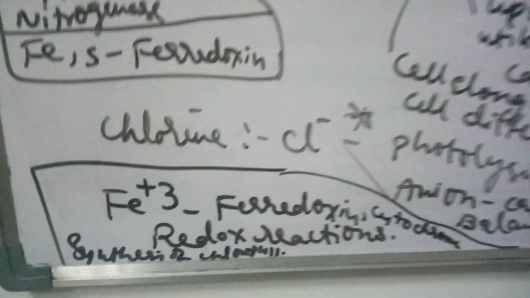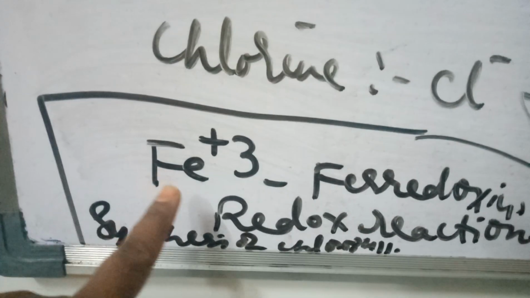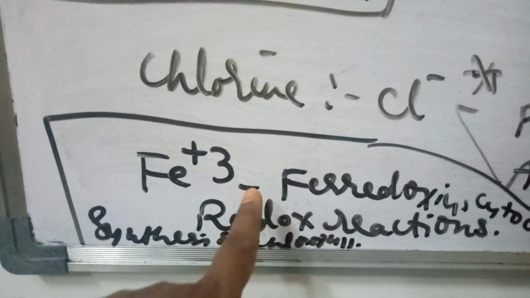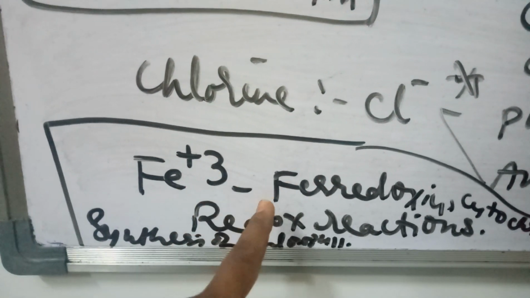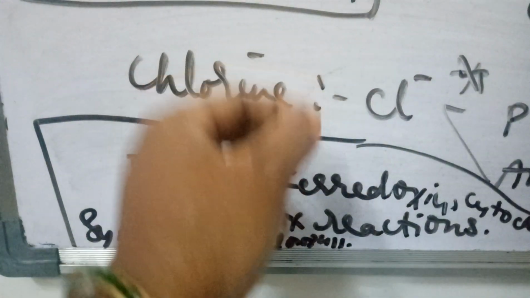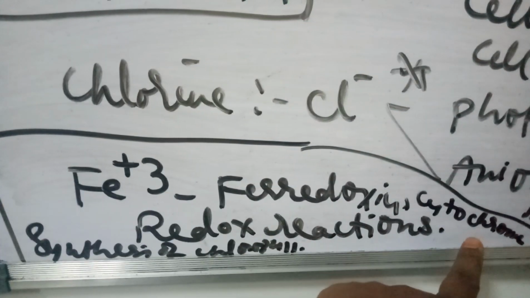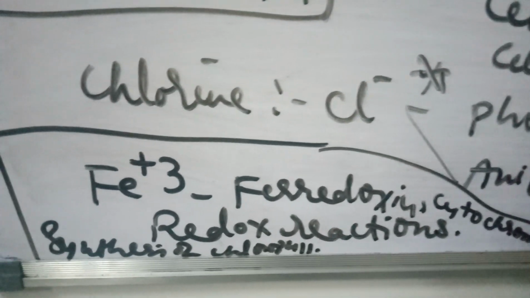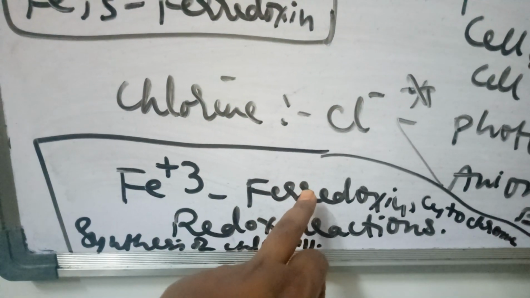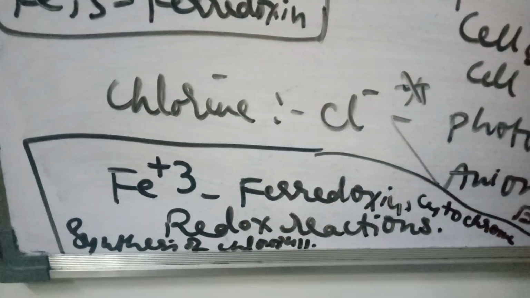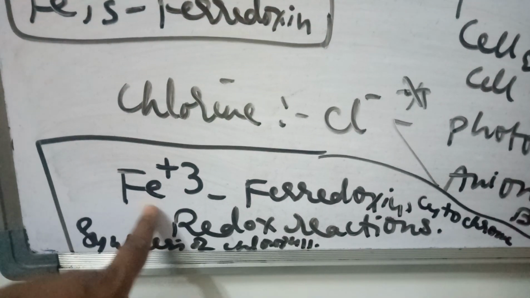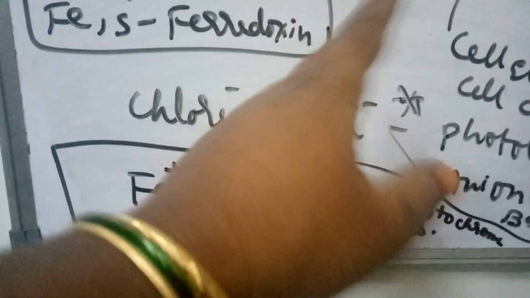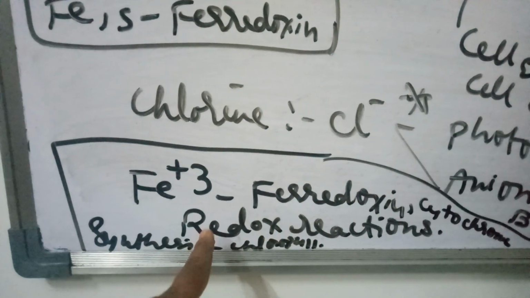We completed those. Coming to iron. Iron is absorbed in the form of Fe3+, a trivalent cation. Iron is also a constituent of some electron carriers like ferredoxin and cytochromes. Ferredoxin and cytochromes are electron carriers, so iron is a constituent of electron carriers like ferredoxin and cytochrome. Iron also plays an important role in reversible redox reactions: ferrous to ferric, ferric to ferrous.